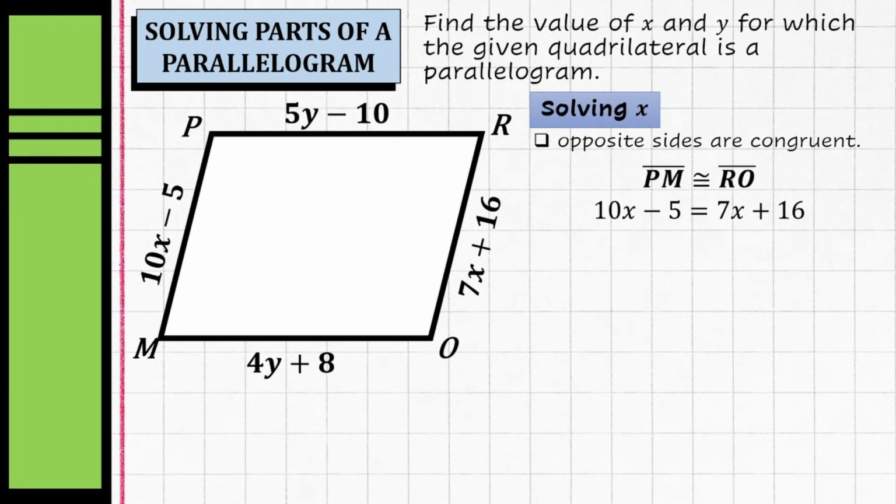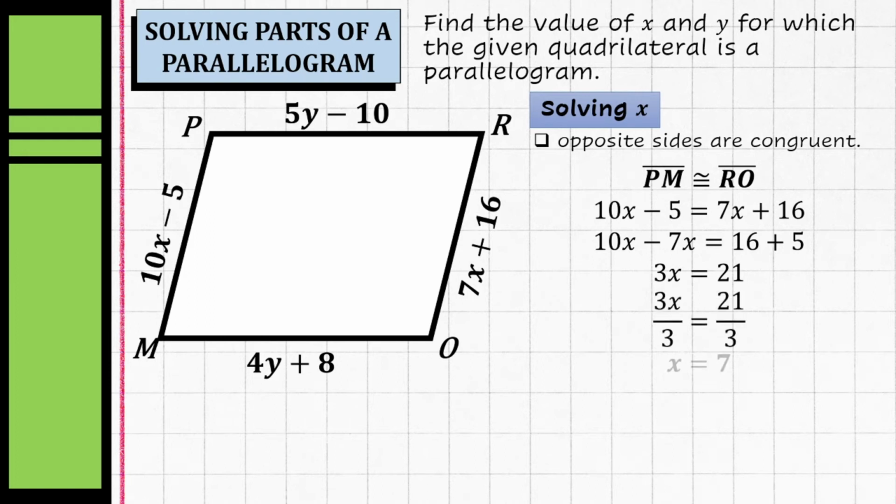Now let's transfer all variable terms on the left side and all the constant terms on the right side. We will have 10x minus 7x is equal to 16 plus 5. So applying the addition property and subtraction property, we will have 3x is equal to 21. Now let's simplify by dividing both sides by 3. We will have x is equal to 7.